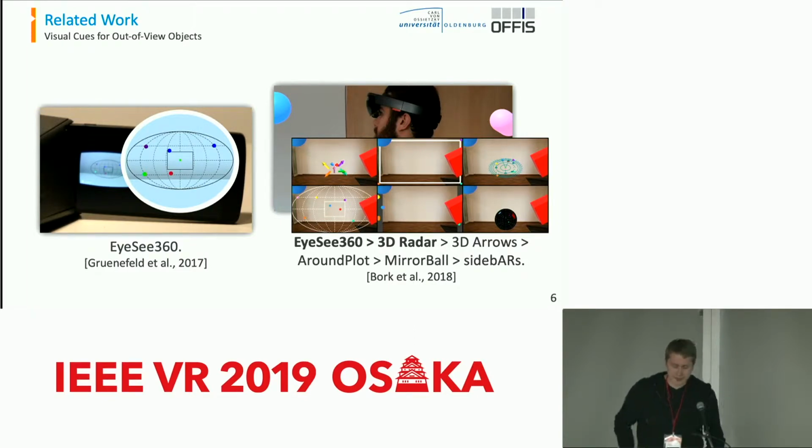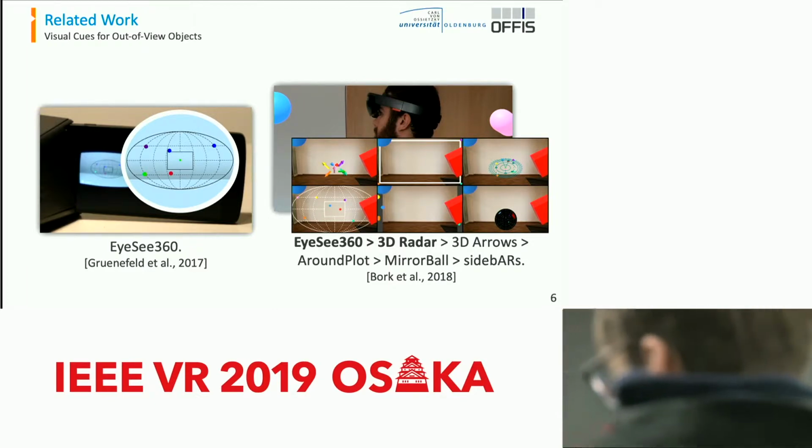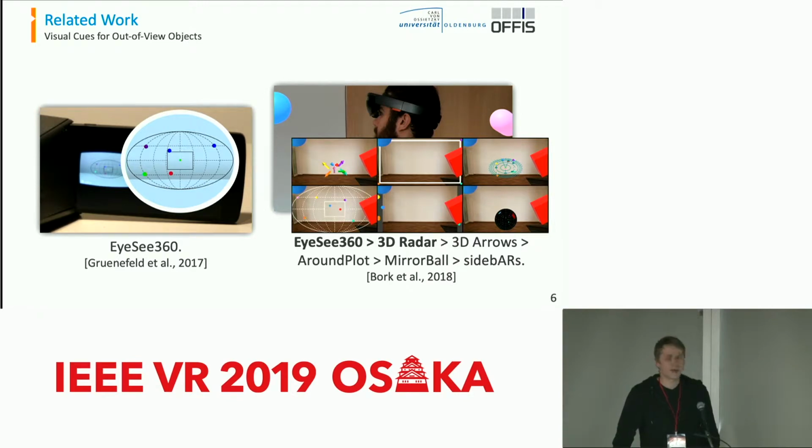More recently, last year at ISMAR, Borg et al. looked at 6 different techniques in AR for visual guidance towards out-of-view objects. And they figured out that IC360 performs quite well for search time. So IC360 was the fastest visualization technique for locating these objects, and also had the highest usability and lowest workload.